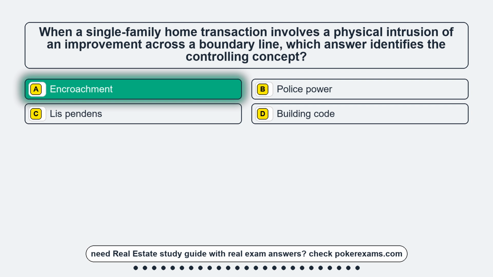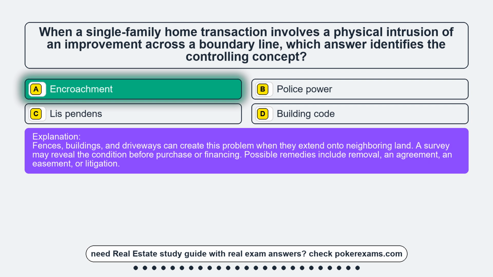Encroachment. Fences, buildings, and driveways can create this problem when they extend onto neighboring land. A survey may reveal the condition before purchase or financing. Possible remedies include removal, an agreement, an easement, or litigation.